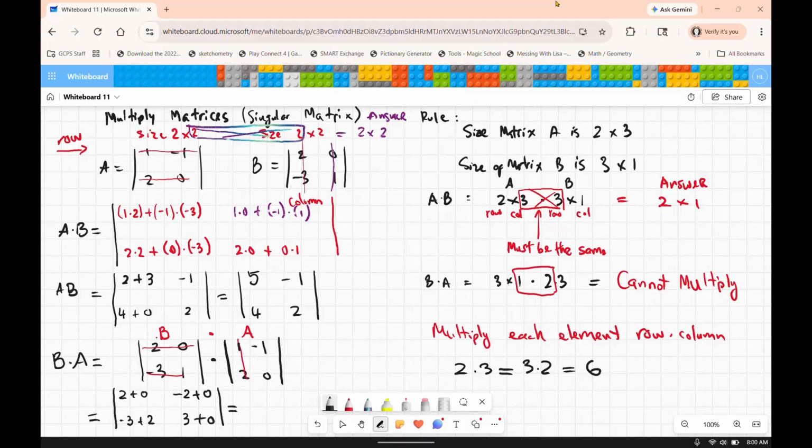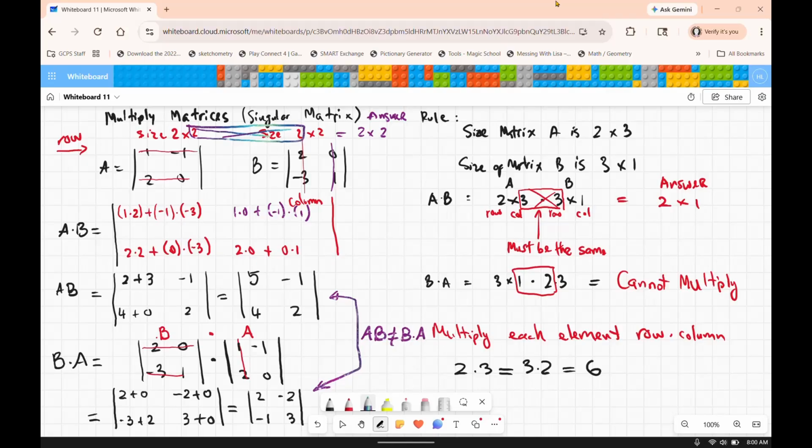So what's the answer going to be? 2, negative 2, negative 1, 3. Alright, let's take a look and then we compare. We want to compare this with this. Look at those two matrices, the answer of A times B and then B times A. They're not the same. So we conclude that A times B is not the same as B times A.